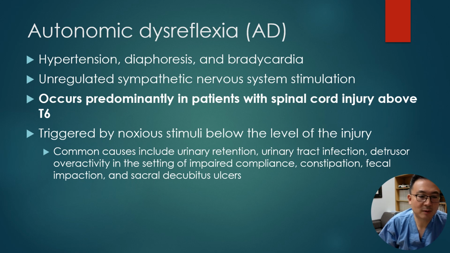And this results from unregulated sympathetic nervous system stimulation and output below the level of the lesion. And this occurs primarily in patients with spinal cord injury above T6. And this can be triggered by noxious stimuli below the level of injury, things such as urinary retention, urinary tract infection, detrusor overactivity in the setting of impaired compliance, constipation, fecal impaction, and sacral decubitus ulcers.